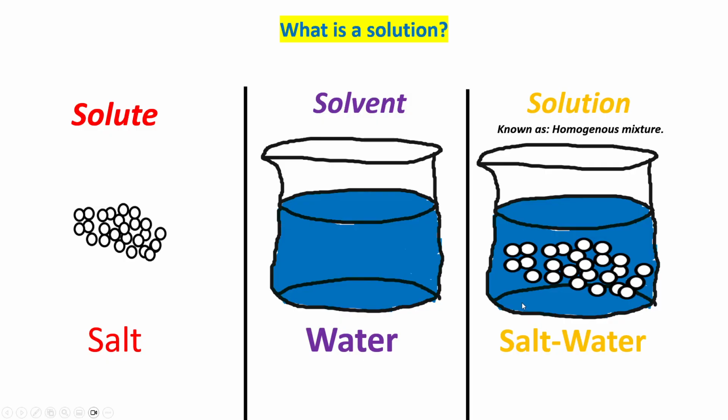A solution consists of a solute and a solvent that are mixed together to make a solution, which is also called a homogeneous mixture. In the example that I have here, I have the salt, which is the solute, which is going to go into the water, which the water is a solvent, by the way. They're going to get mixed up and they're going to make the solution in this example, which is salt water. So this would be an example of a solution.